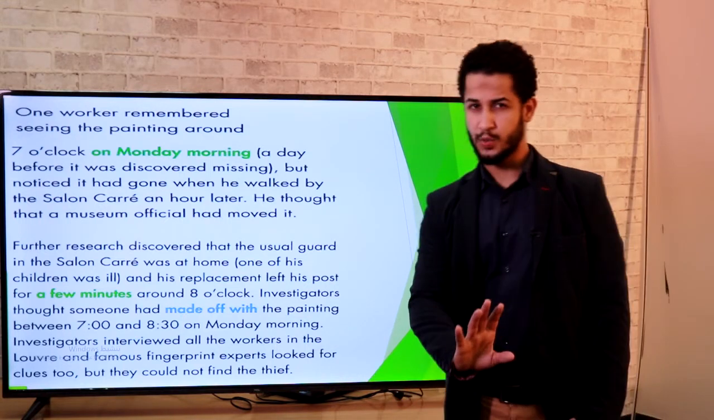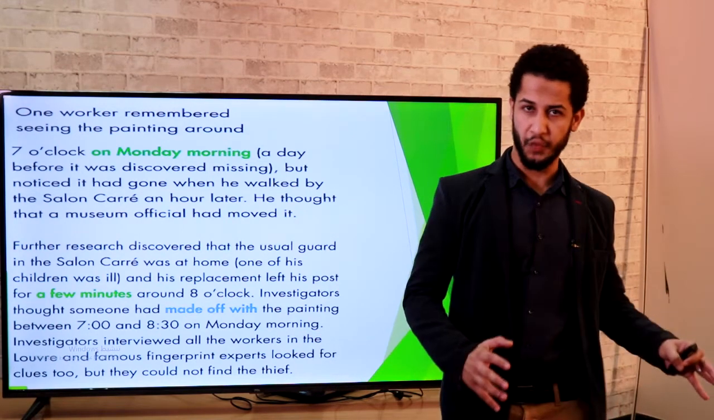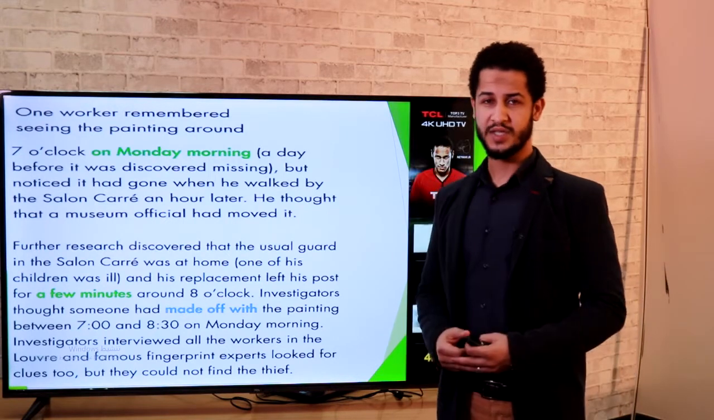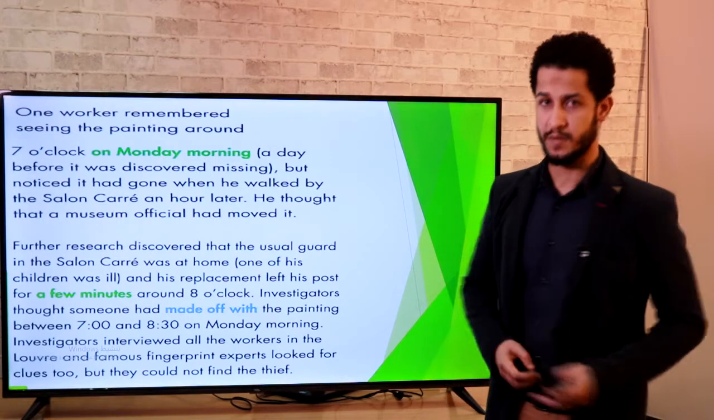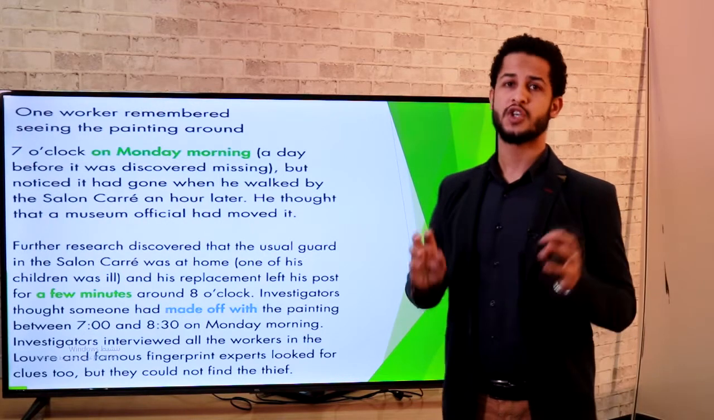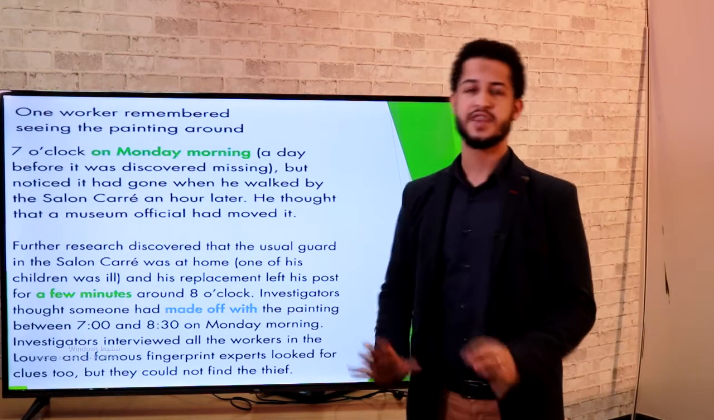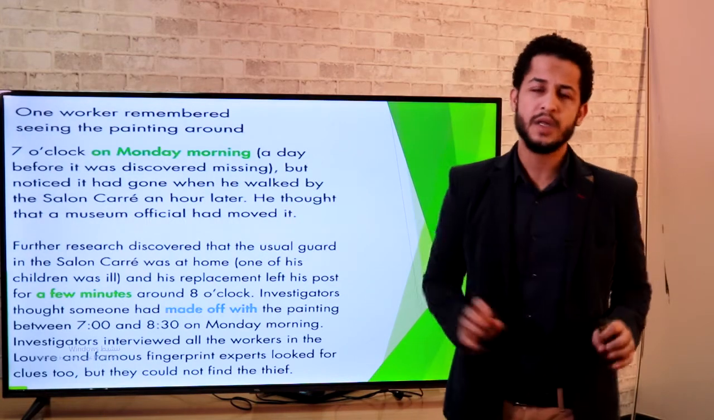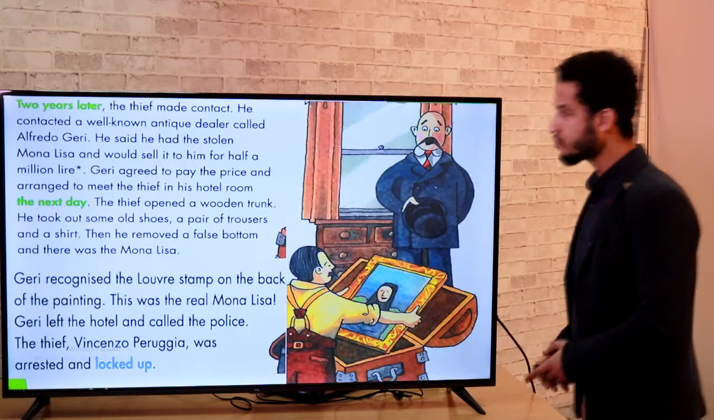Okay, let's revise what we said until now. We said that there is a museum in Paris called the Louvre. Inside the Louvre, a famous painting called the Mona Lisa. But one day, people discovered that the Mona Lisa was missing from the Louvre. And this was a day after the theft. So policemen and investigators were called to come to the Louvre. And they closed the Louvre for a week. And they collected information. But until now, they didn't know who stole it or how, okay?